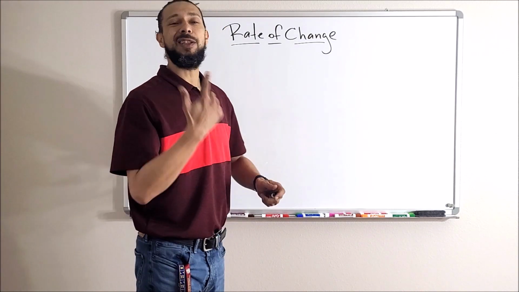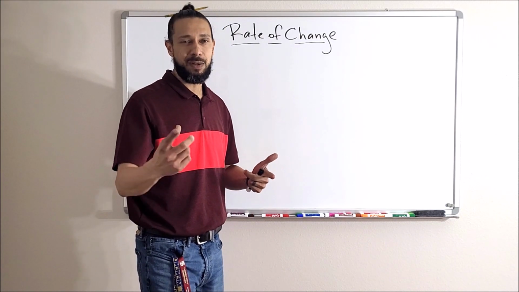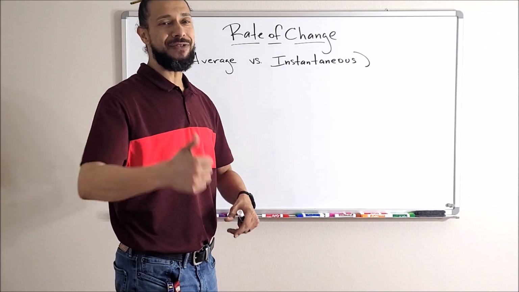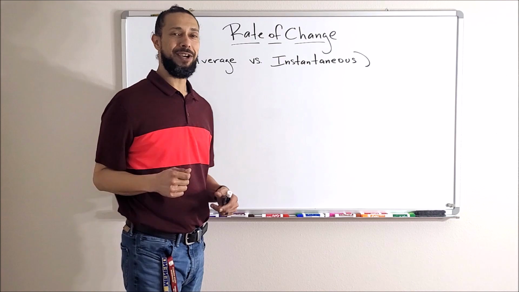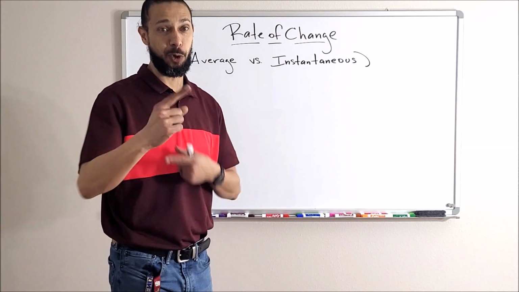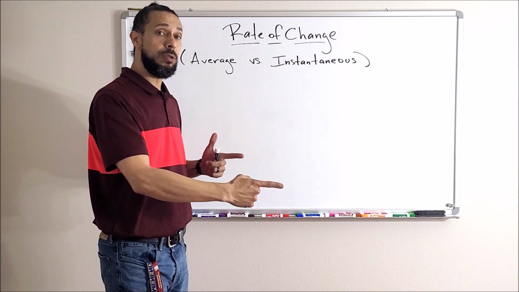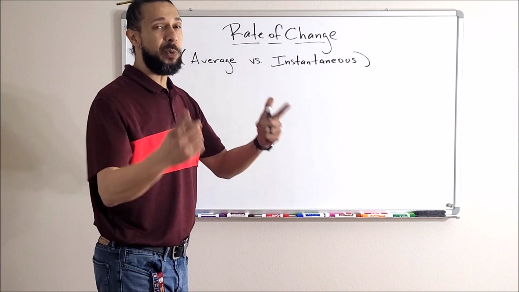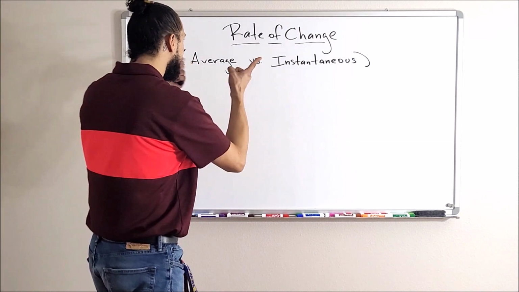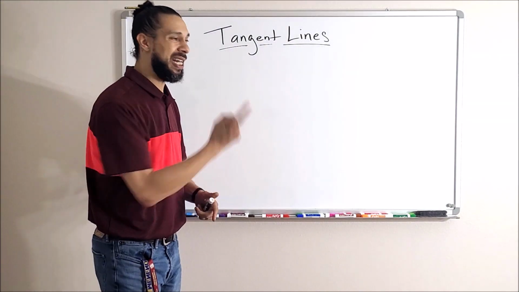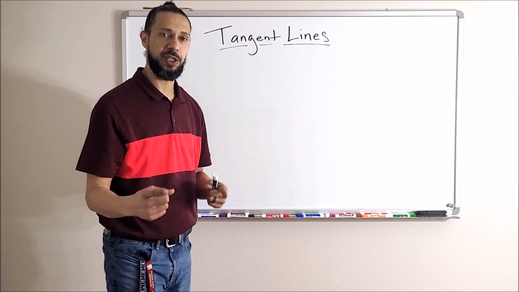So it's a little bit more sophisticated now because we're going to talk about 2 different types. You got it, average versus instantaneous. We got 2 different types of rate of change that we're going to talk about today. So before we can talk about rate of change, we need to talk about this first. Yep, tangent lines.